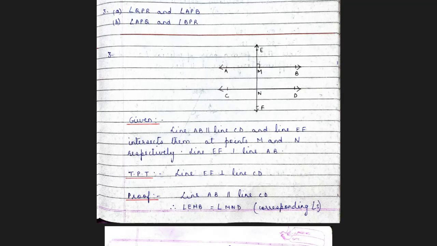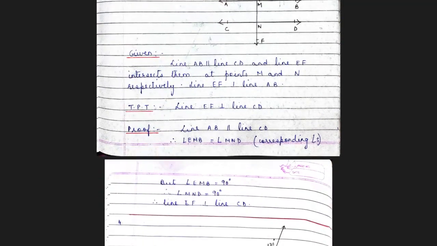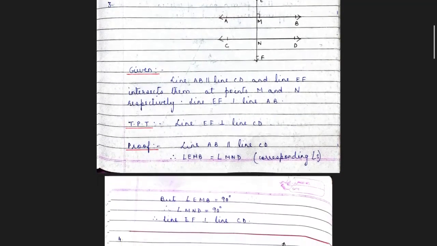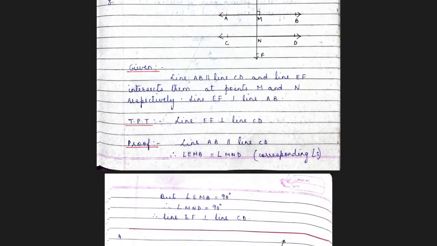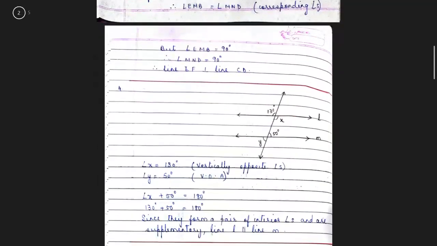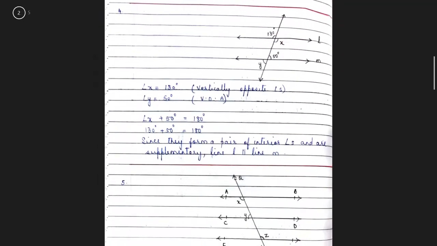So how is the proof? Line AB parallel to line CD, given. Angle EMB is equal to angle MND. They are corresponding angles. Therefore, angle EMB is given to you as 90 degrees. Therefore, it follows angle MND is also 90 degrees, and hence line EF is perpendicular to line CD. Okay, so that's how question number 3 is.